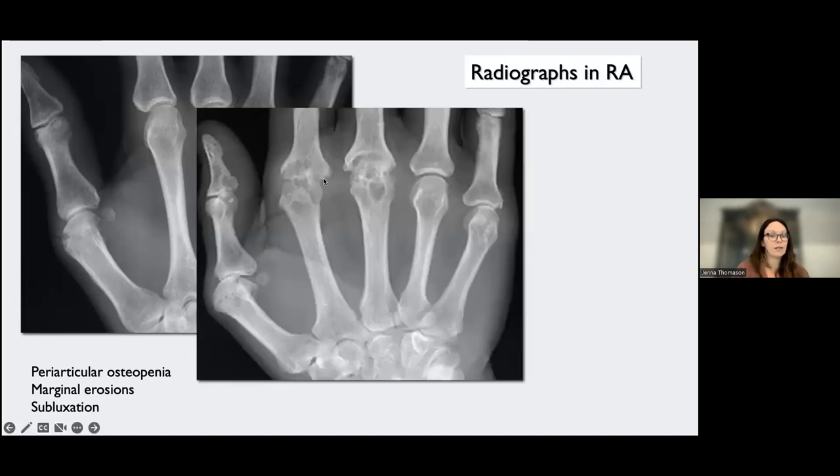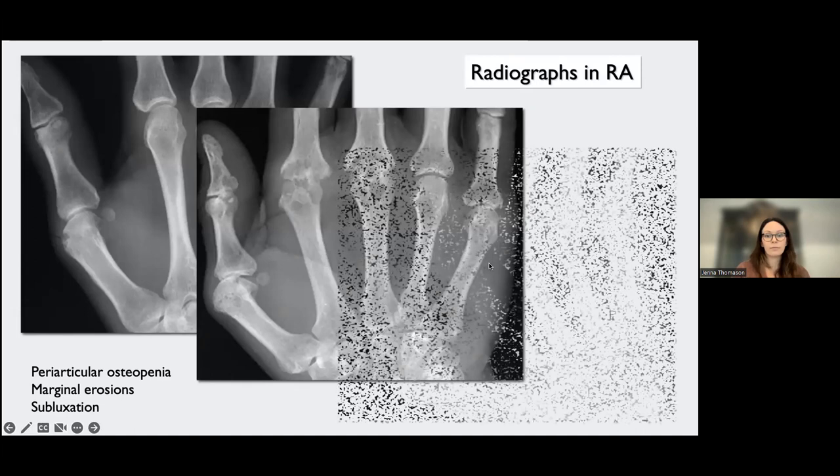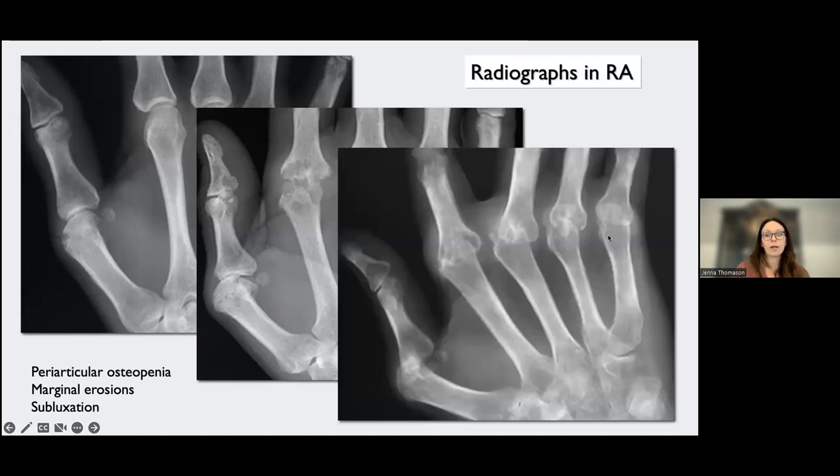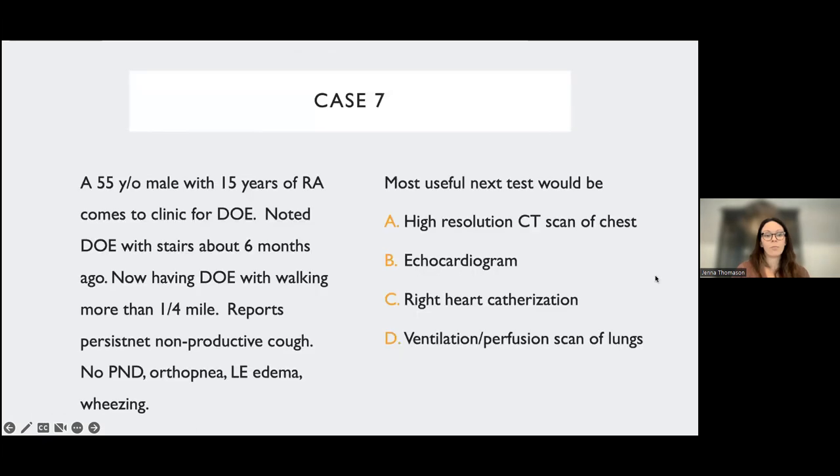So these are just totally eroded MCPs. And these are subluxed joints. You can see that the joints are no longer aligning, and this one has subluxed. It's beneath the proximal phalanx.